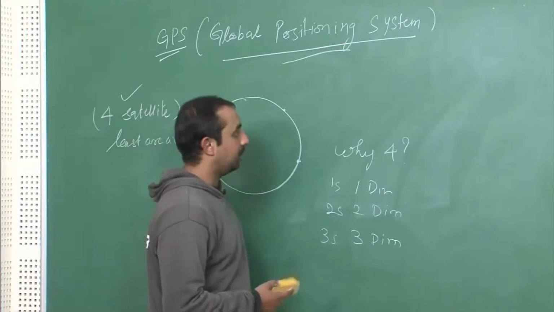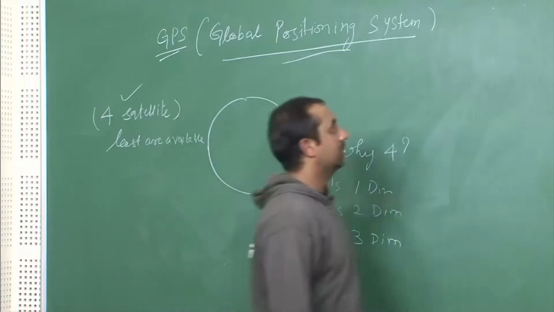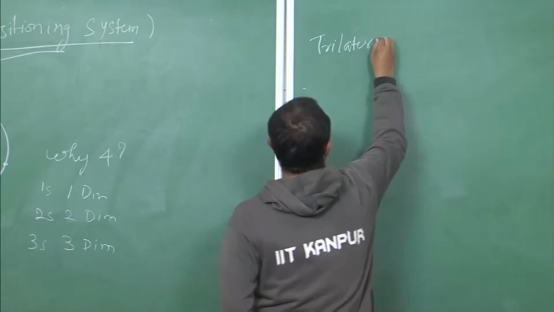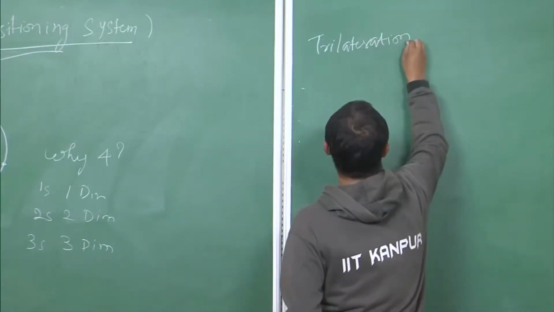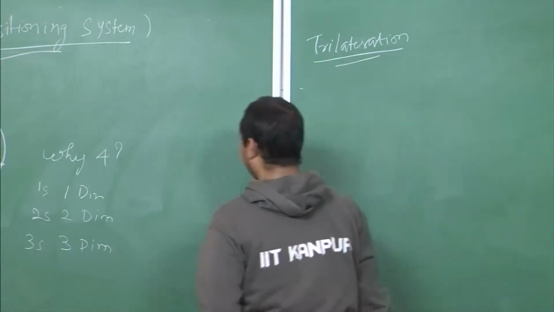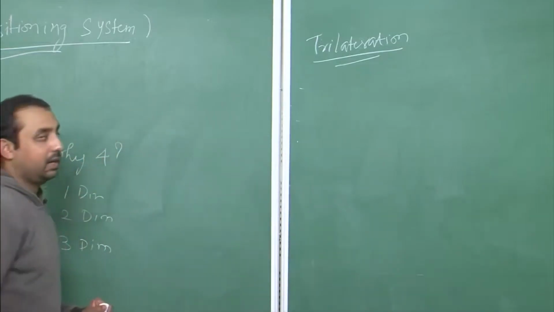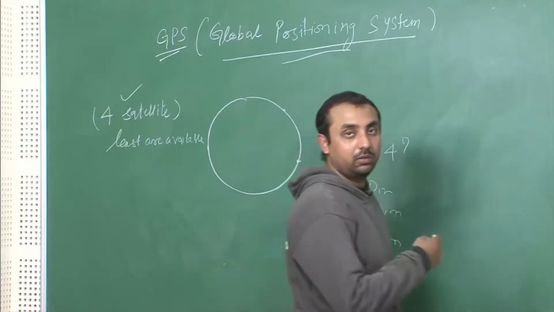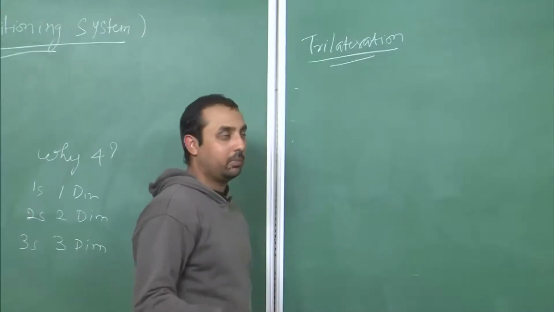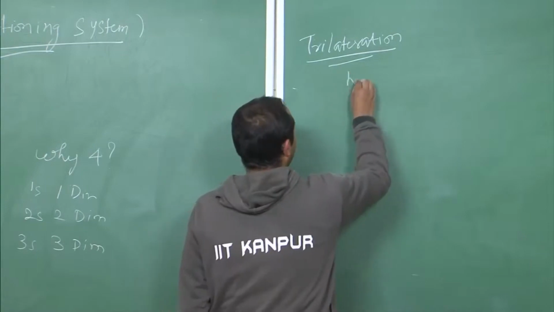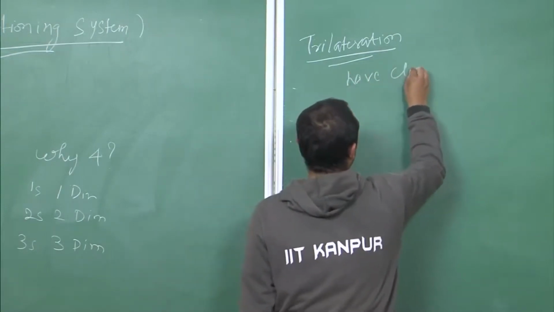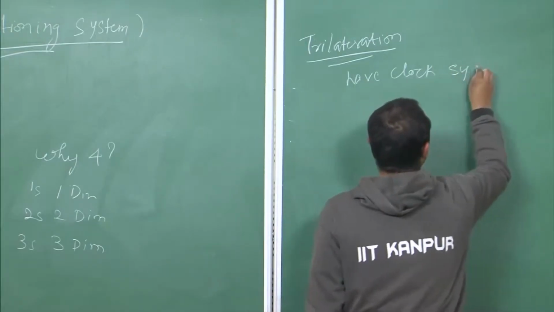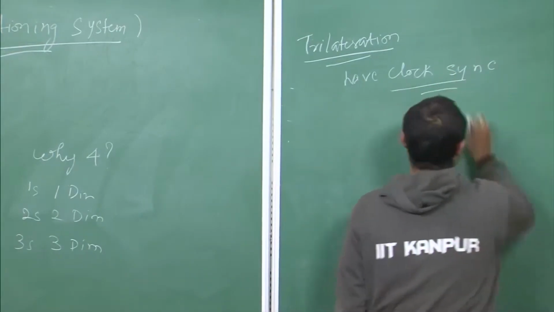Trilateration. What do you mean by trilateration? Now all these satellites which are revolving around the Earth in particular orbits have their clocks synchronized every day. These are atomic clocks, so accuracy is very high, as high as 1/1,000,000th of a second. These are synchronized every day from Earth.